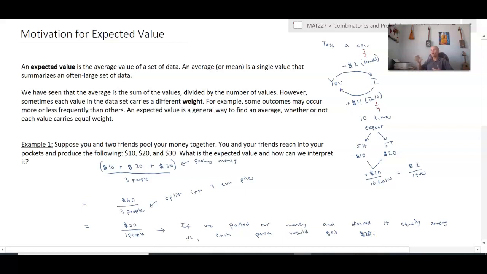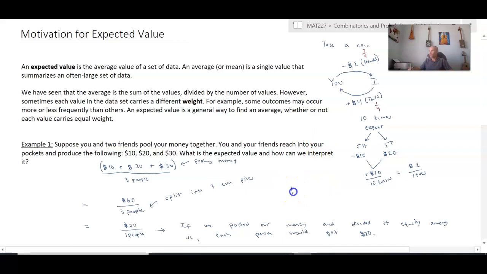Now, whether we're dealing with money or we're dealing with test scores, if these were test scores out of maybe 30 points and a person scored a 10 out of 30, a 20 out of 30, and a 30 out of 30, and we said on average that person scored 20 out of 30, well, what we're really meaning is that if we were to redistribute the points so that each score was the same, then each score would be 20 points out of 30.